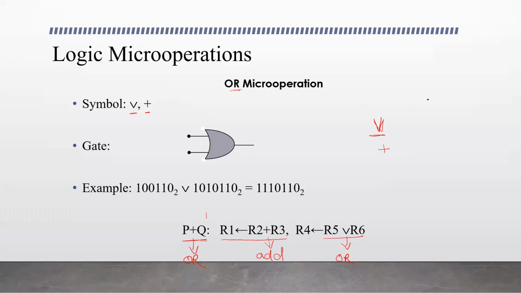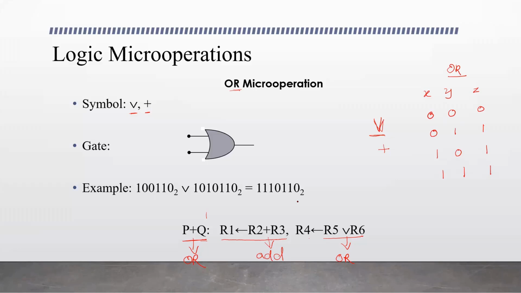Let's recollect the OR operation. Let's say X and Y are the inputs and Z is the output. The inputs 0 and 0 generate 0. 0 and 1 generates 1, 1 and 0 generates 1 again, 1 and 1 generates 1. So when both the bits are 0, it is 0. When one of the bits is 1, it is 1.